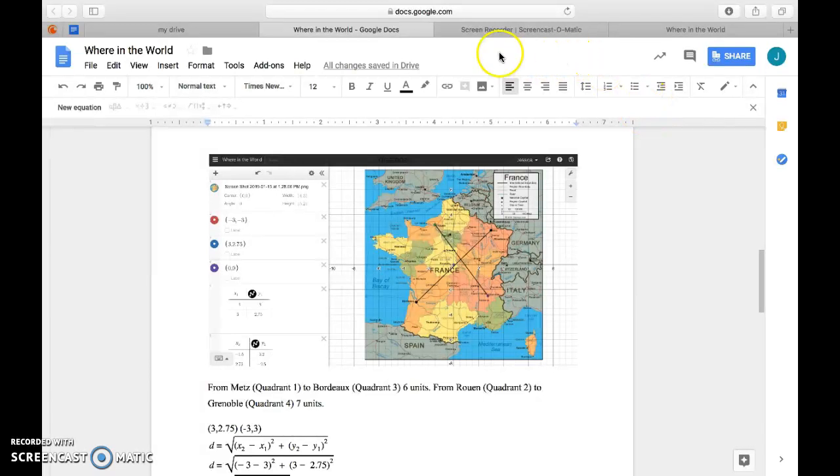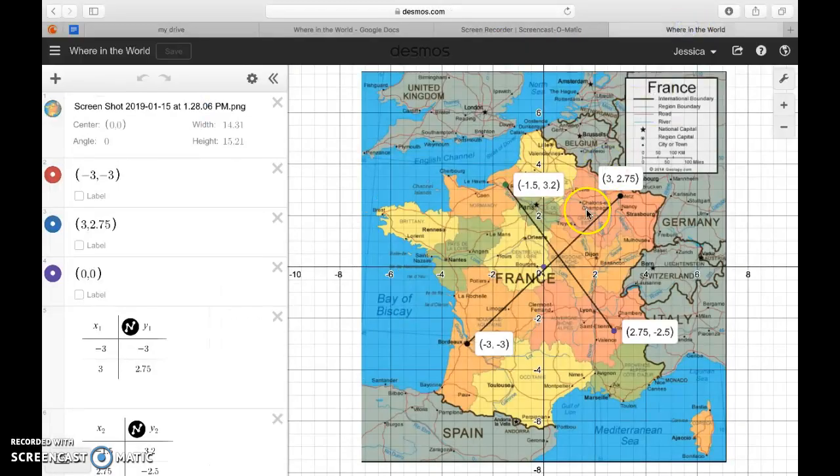The coordinates for quadrant 1, Metz, is 3, 2.75. In quadrant 2, the coordinates were negative 1.5, 3.2. In quadrant 3, negative 3.3. And in quadrant 4, 2.7 and negative 2.5.